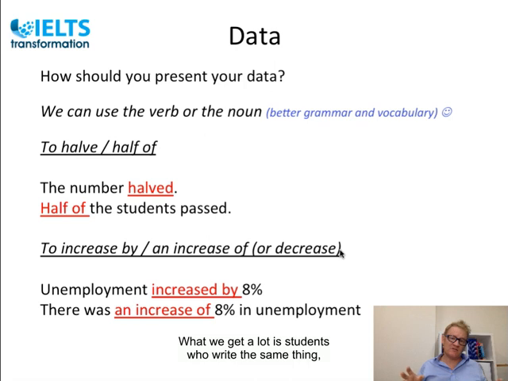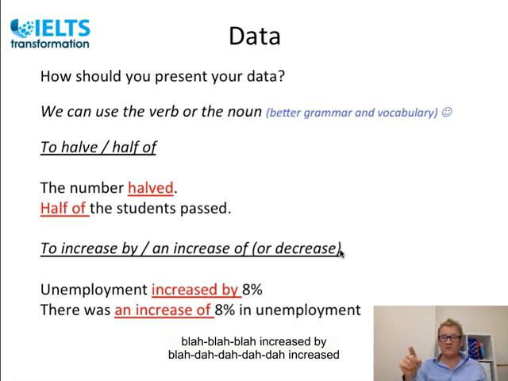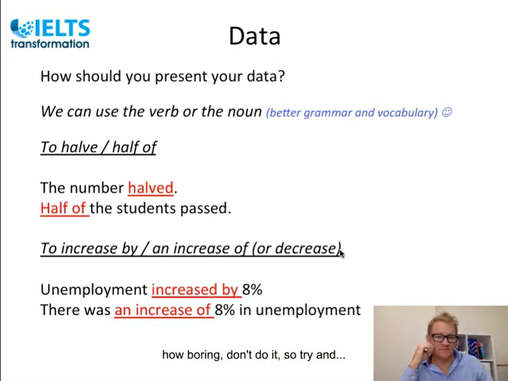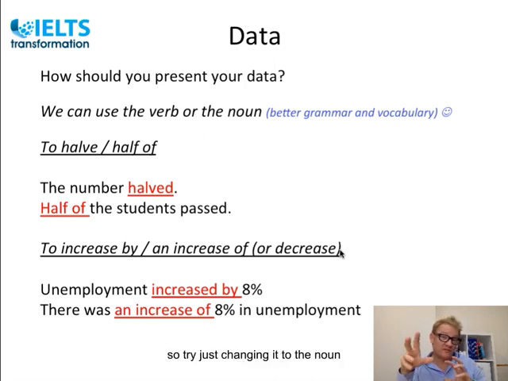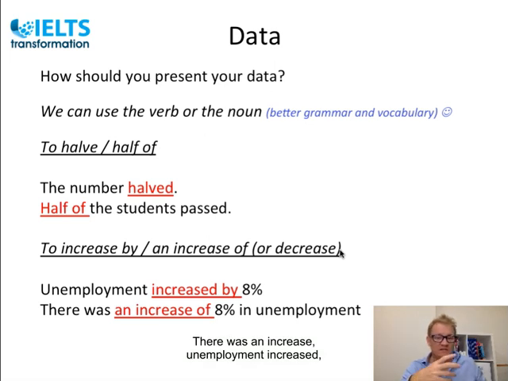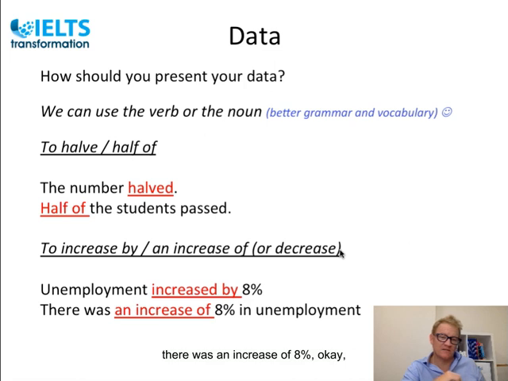What we get a lot is students who write the same thing. Blah, blah, blah, increased by, da, da, da, da, increased by, da, da, da, da, increased by. Boring. Don't do it. So that's not a good range. You need to show range in grammar and vocabulary. So try just changing it to the noun or the verb, whichever way. There was an increase. Unemployment increased, there was an increase of 8%. Okay, so that will give you better range, and it also shows flexibility, which is important for a 7 or more.